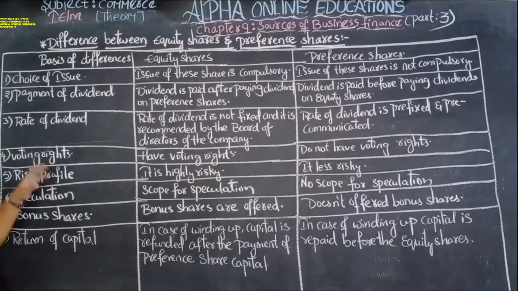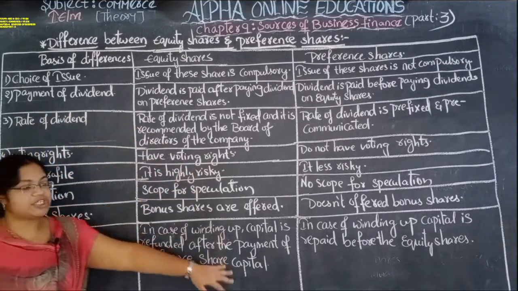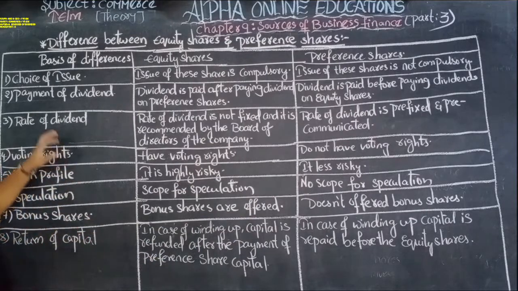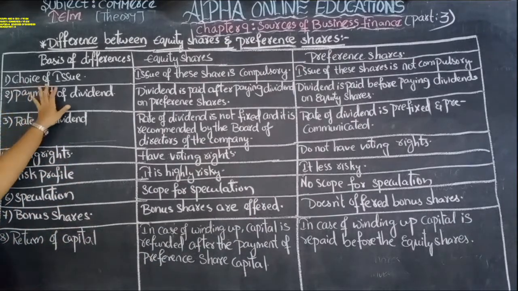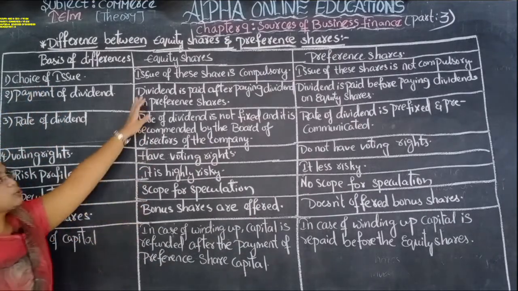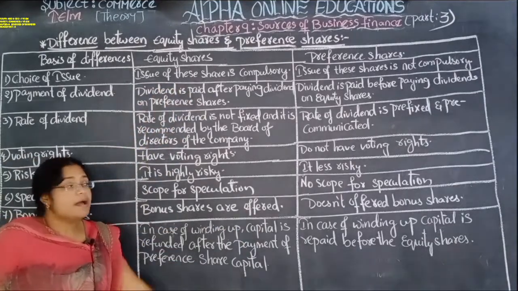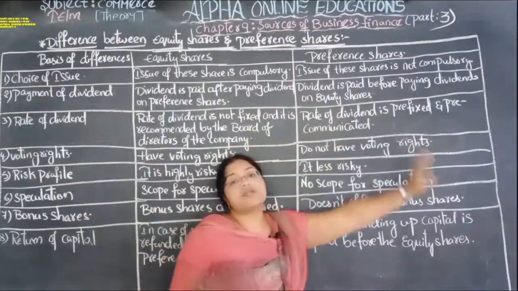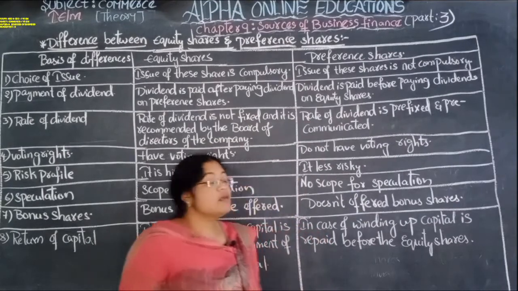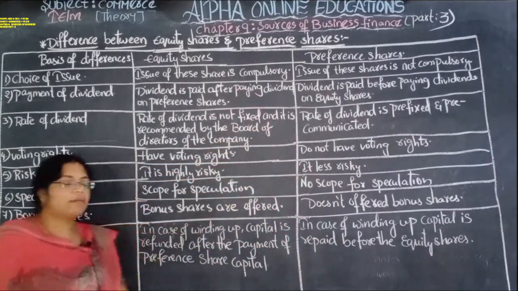In this session we are going to know the differences between equity shares and preference shares. So let us see the differences. Choice of issue: the issue of equity shares is compulsory, but the issue of preference shares is not compulsory.